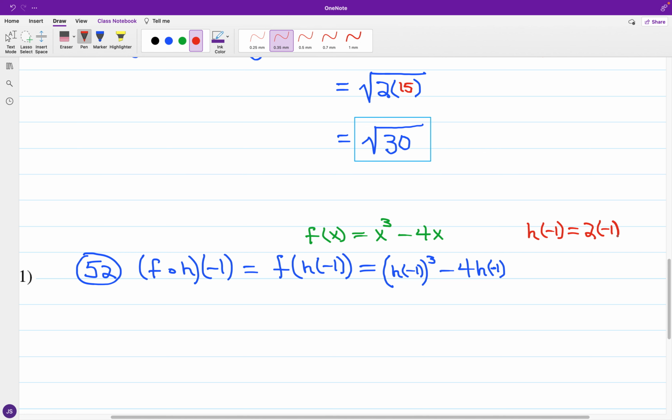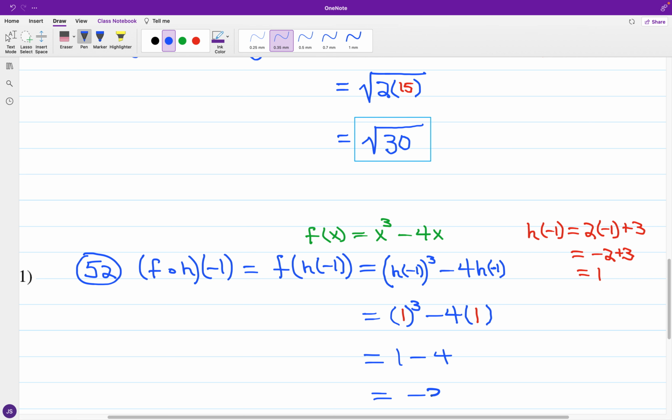we will have 2 times negative 1 plus 3. 2 times negative 1 is negative 2, and negative 2 plus 3, so that will come out to 1. So you've got 1 cubed, we have minus 4 times 1. And 1 cubed is 1 again, and we have minus 4. For the output here, we have 1 minus 4, and this will be negative 3.